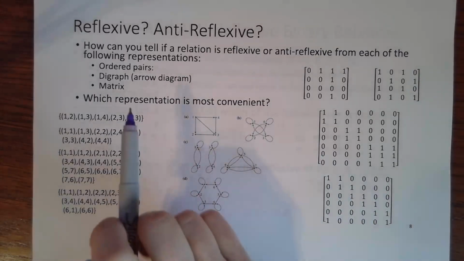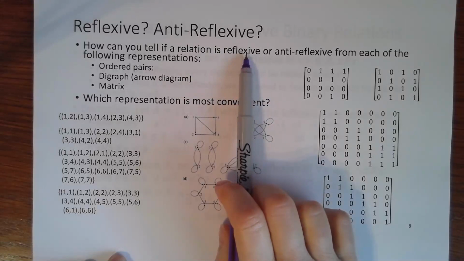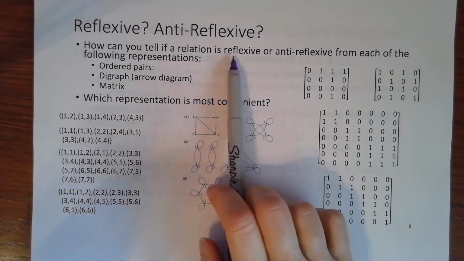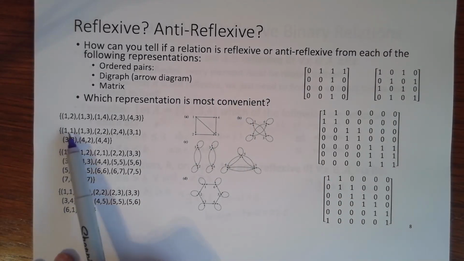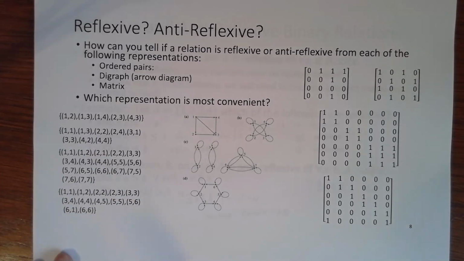If I want to find out if it's reflexive, remember, reflexive means that something is related to itself. So I would expect to see pairs like this. Like here, this shows me 1 is related to itself. I don't see 1 being related to itself up here. And those would be the kinds of things I'm looking for to be reflexive.